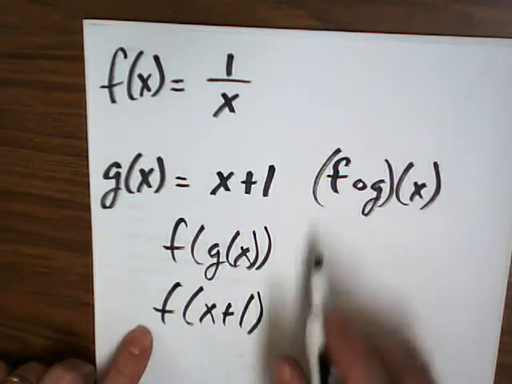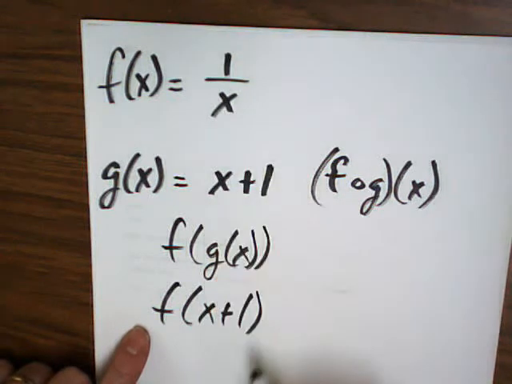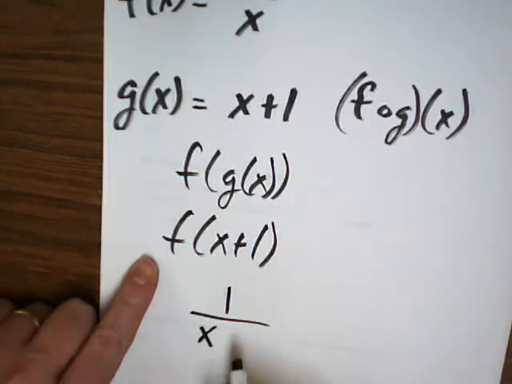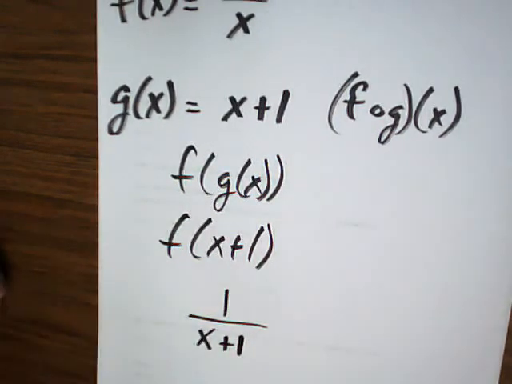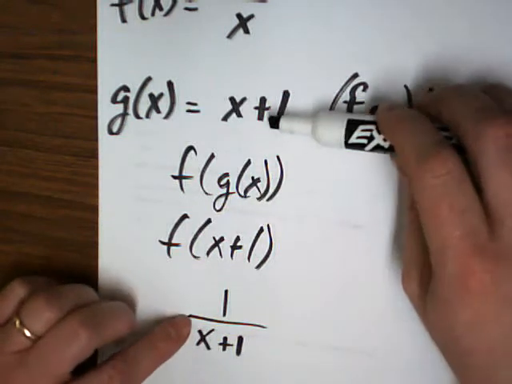So you come up here, and everywhere you see an X, which is just one place. So it's 1 over X plus 1. I almost got confused when there was only one that was an X squared. Okay, so now you've plugged this into that.